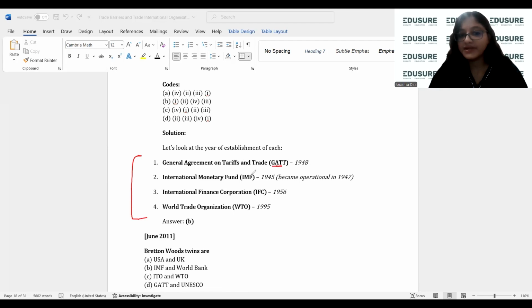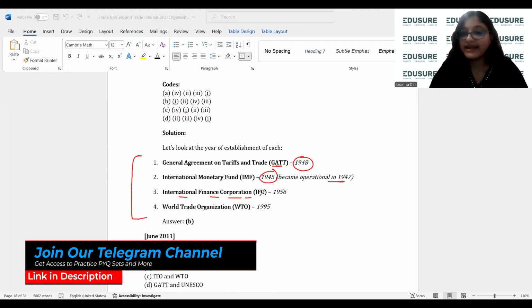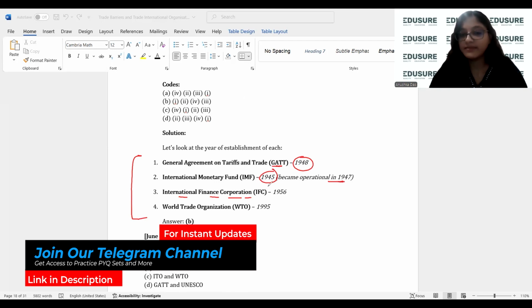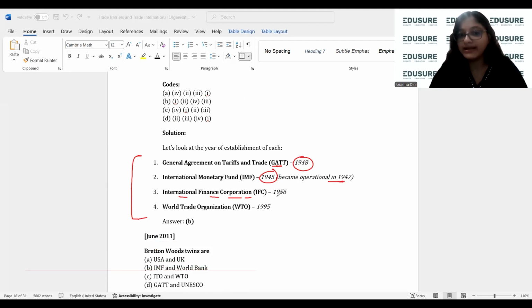General Agreement on Tariffs and Trade, GATT, was 1948, 47, 48. IMF 45, 44, 45, but it became operational in 47. International Finance Corporation, which comes under WB, that is World Bank, it is 1956. And then you have World Trade Organization, 1995. Now you have to just arrange them. So if you arrange them, you will get option number B. 1, 2, 4, 5, sorry, 4, 3. This will be the right arrangement for your question.